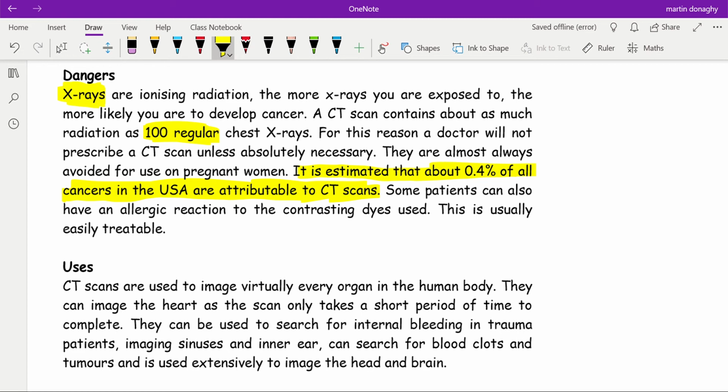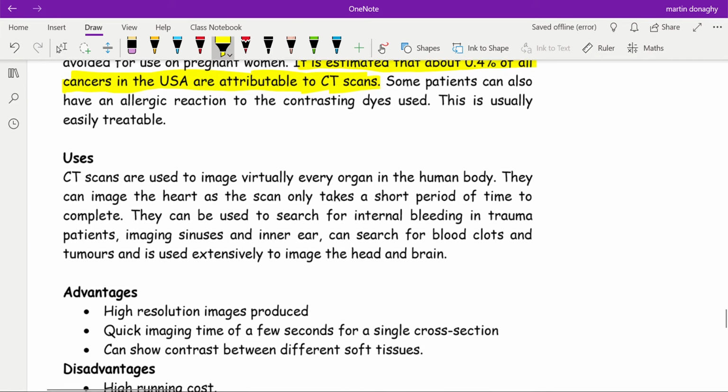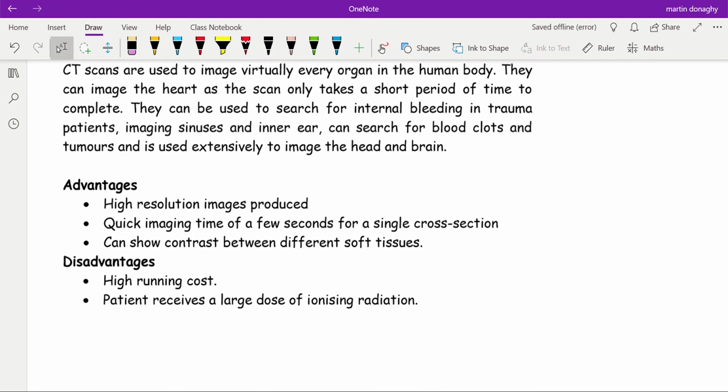So they are used to search for internal bleeding in trauma patients, and for imaging the sinus and the inner ear. They can search for blood clots and tumours, and are used extensively for the head and brain. So the advantage is it produces a very high resolution image. It's quick to do and shows good contrast between different soft tissues. Even normal X-rays aren't good at that. If you want to see what's wrong with a muscle, an X-ray doesn't do it that well.